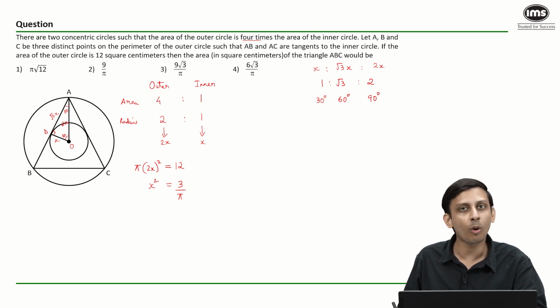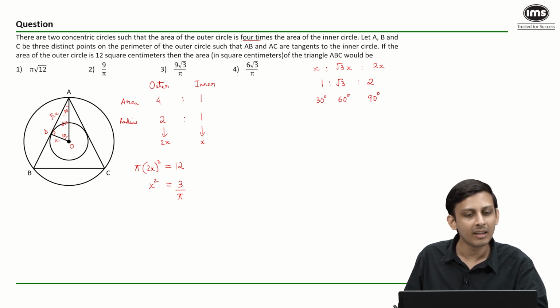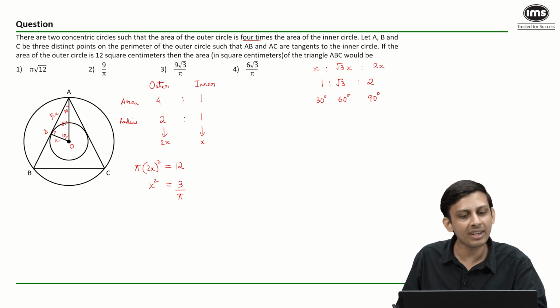Now, there is one more property, that from the center, if we draw a perpendicular to a chord, it will bisect the chord. So here chord AB will be bisected. If AD is root 3x, DB will also be root 3x. Now, the same thing will happen on the other side with respect to the tangent AC.